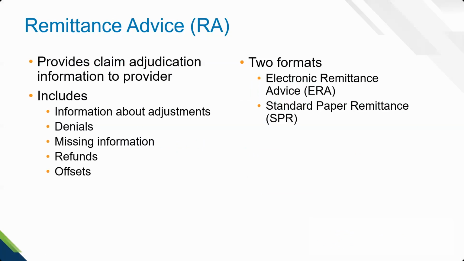We do refer to this sometimes as the remittance notice versus the remittance advice. Sometimes we call it the RA, as I mentioned. Most providers receive an electronic remittance advice. This is an ERA, as opposed to a standard paper remittance, which is the SPR. Now, depending on how the claim processed, it may include information about any adjustments made to the claim or denials. It could also include information about something that's missing. Sometimes it even provides notice about refunds or offsets.